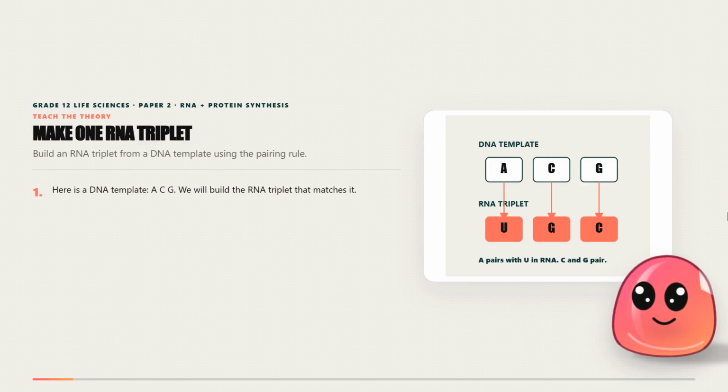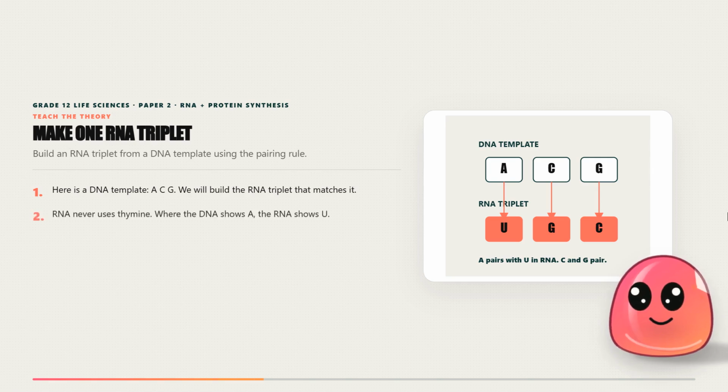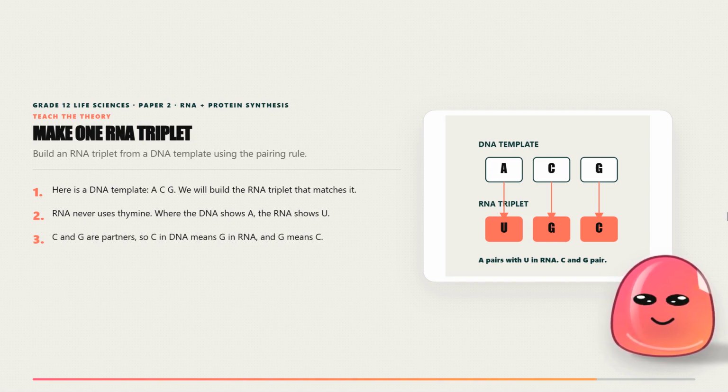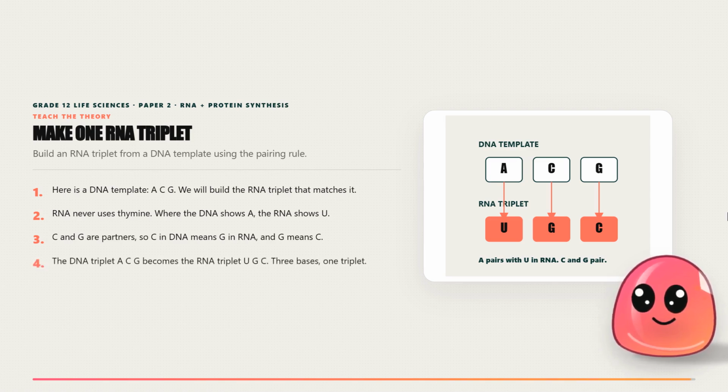We start small, build a single RNA triplet from a DNA template. The rule here never changes, RNA never carries the base thymine. So wherever the DNA shows an adenine, the RNA writes uracil instead. And cytosine and guanine are always partners, in both directions. Take the three bases, swap each for its RNA partner, and you've built a complementary triplet, the smallest unit of the code.